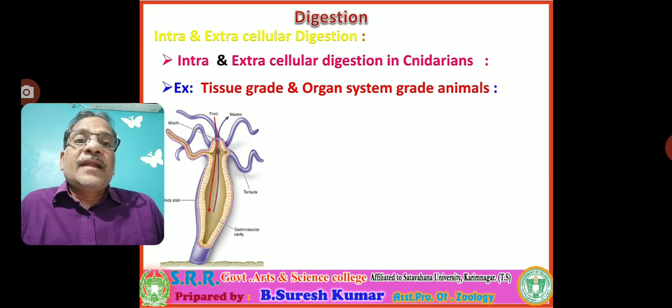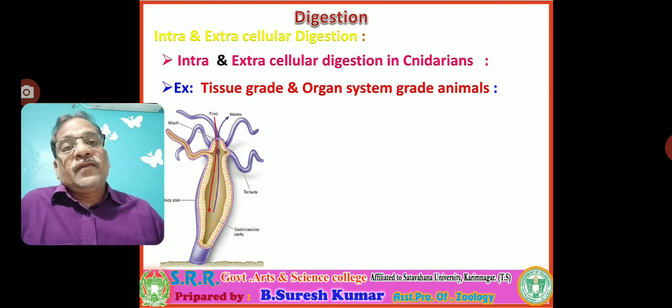The red color arrow represents the ingestion phenomenon. The food particles are received from the mouth into a hollow cavity. Inside the body, a hollow cavity is present. The cavity is called the gastrovascular cavity, surrounded by the body wall. And in the body wall, two layers are there. The outside violet color represents the epidermis, and the inner yellow color layer represents the gastrodermis, endodermis. So they are diploblastic animals.